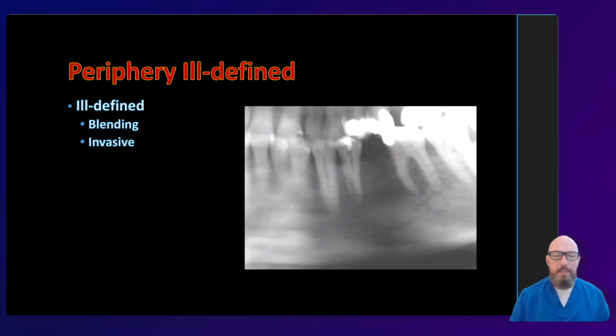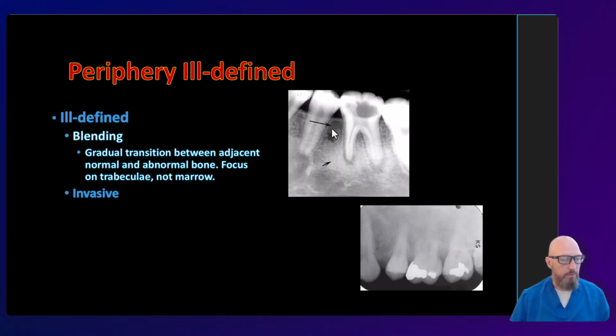All right, now on to ill-defined. So there's two different flavors of ill-defined. There's blending and there's invasive. Blending means more of a gradual transition. Here we see blending from this more sclerotic radiopaque bone to where it's more normal marrow space. And so that's kind of the more common ill-defined presentation.